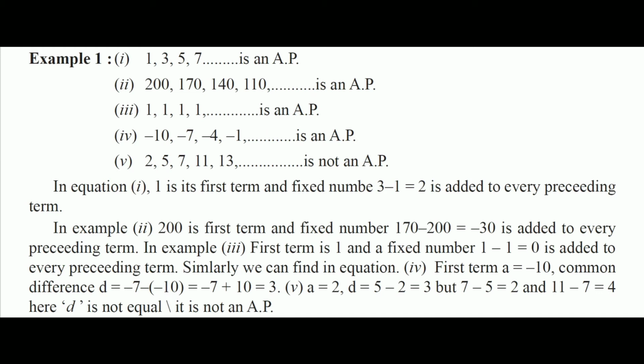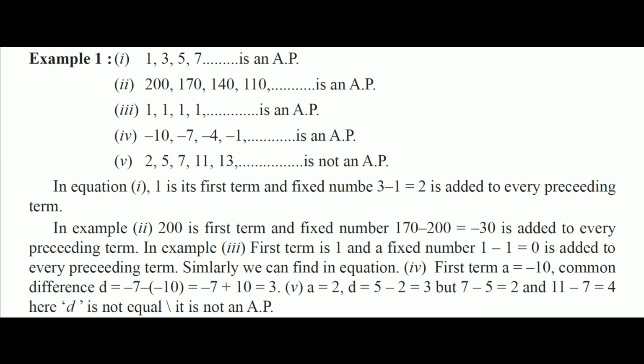By definition, the common difference will be T2 minus T1. Term 2 is 1 minus term 1, 1. 1 minus 1 is 0. So common difference comes out to be 0. And to make the given pattern an AP, we always add the common difference to the preceding term.